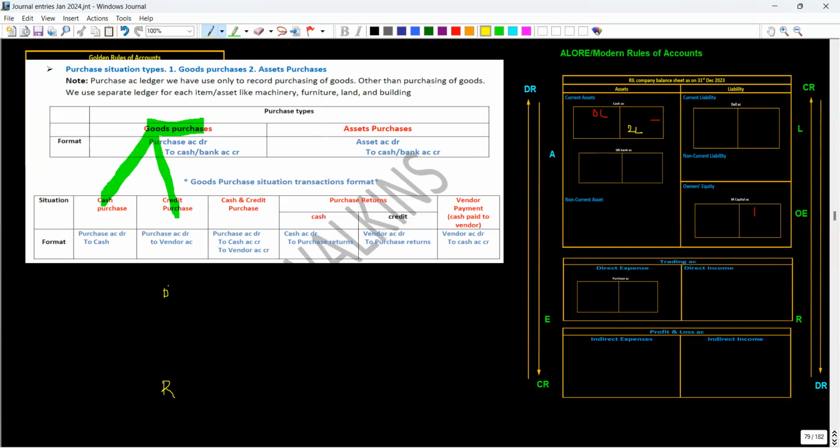So in a cash purchase, what will happen? The company will receive the goods, like a 1 lakh rupees laptop, and the company is giving 1 lakh rupees cash. It is clear. The journal entry will come like this: purchase account debit 1 lakh and cash account credit 1 lakh.